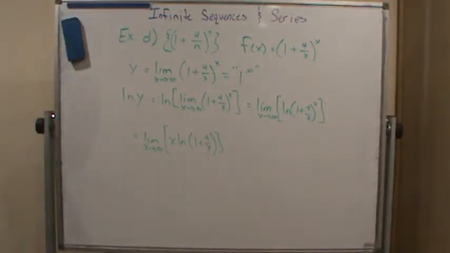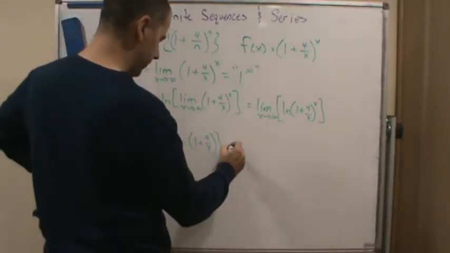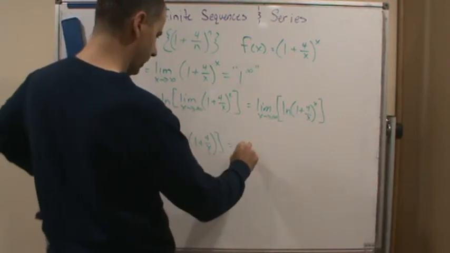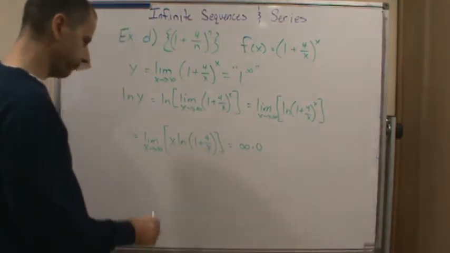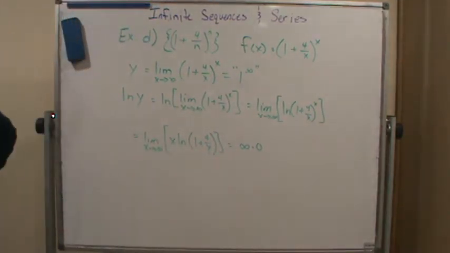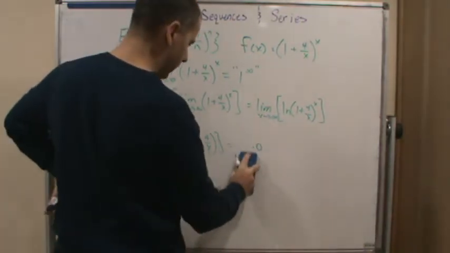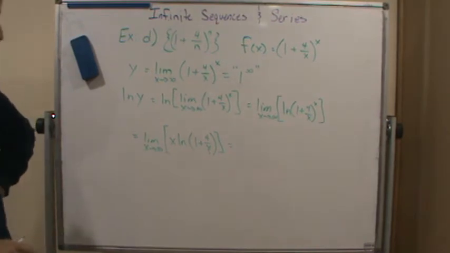Okay, now what's going on? Well, if I take the limit of this, now this equals what? This is going to go to infinity times 0, which is another indeterminate form. So now, in this part, I'm trying to get to L'Hopital's rule.